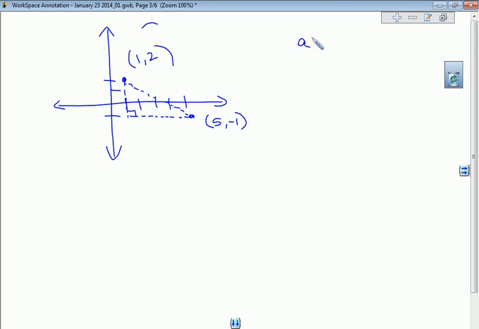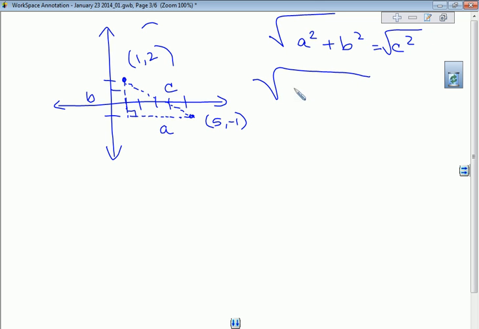Let us think of the Pythagorean theorem. A squared plus b squared equals c squared. So we can think of this as a, and we can think of this as b, and this distance is our c. If we were trying to find c, it's the square root of this, isn't it? So the square root of a squared plus b squared is equal to our distance, usually represented by a d.